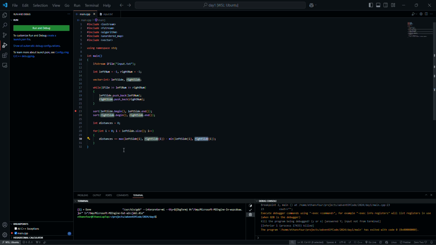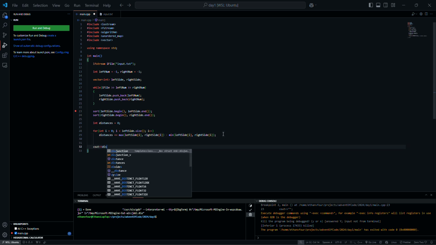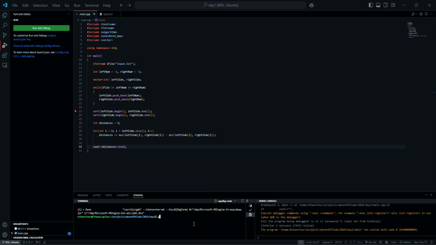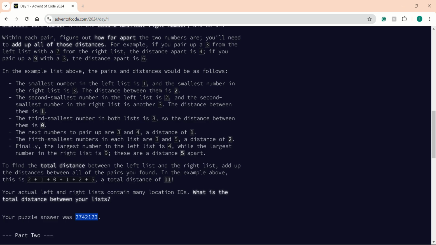And just to be cool, why don't we delete the brackets? There's some cool points, I guess. That should be it. Let's see what happens. So g++, CPP, and that's actually 2742123. Nice.